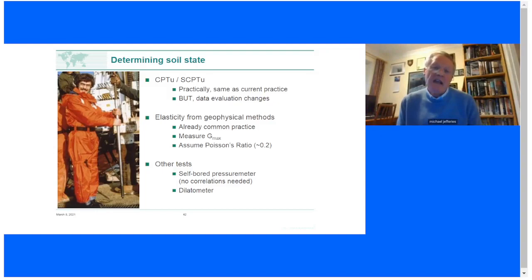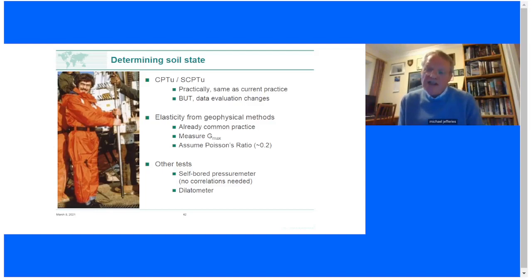The CPT is our reference test. This is no change to existing practice. The data evaluation method does change. We pick up elasticity from geophysical methods. We're going to use a seismic cone. This is already common practice.